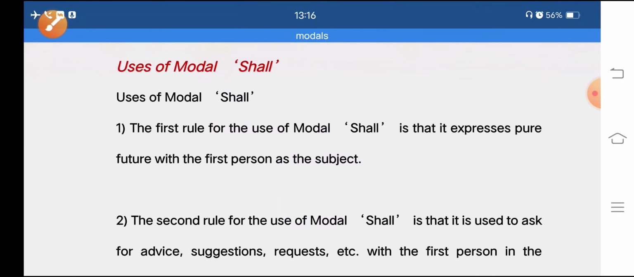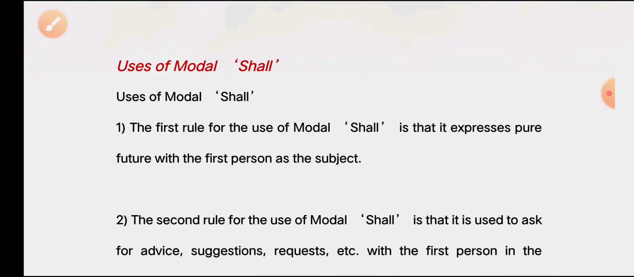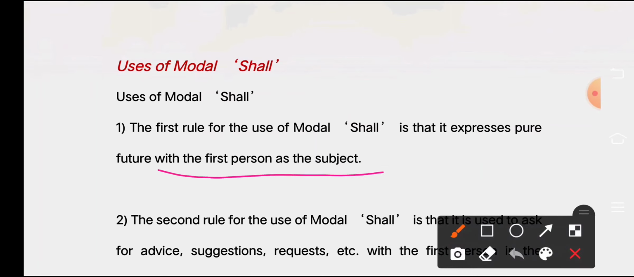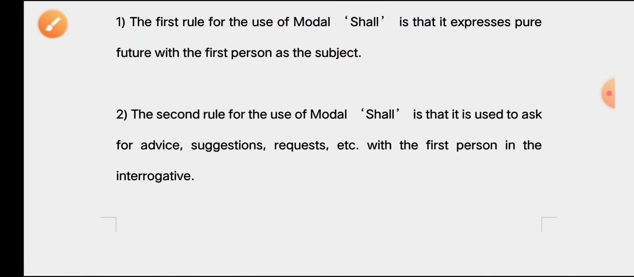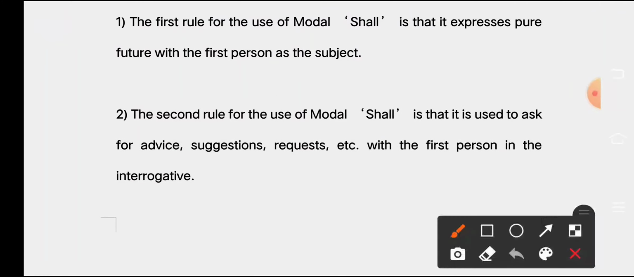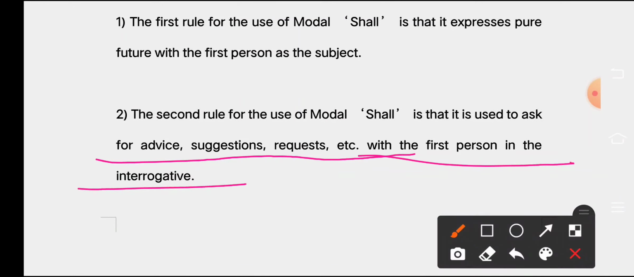Number one says that it is used to express the pure future with the subjects of the first person, that is I and we. The second rule says that shall is used to ask for advice, suggestion, request, etc. with the first person in the interrogative. Same thing we have done in the examples too.